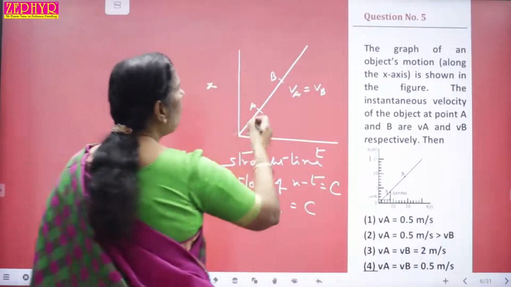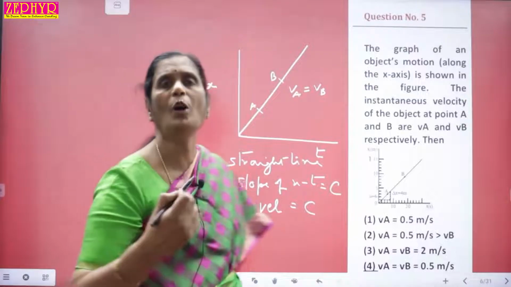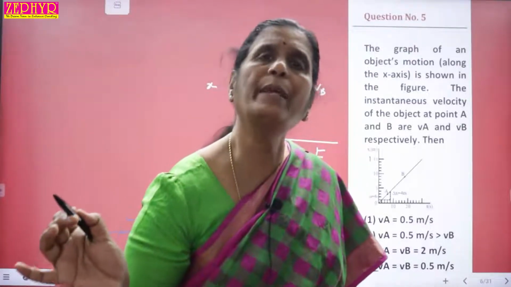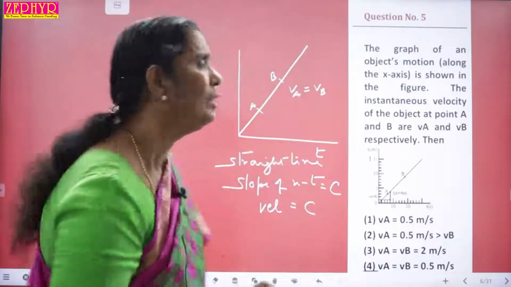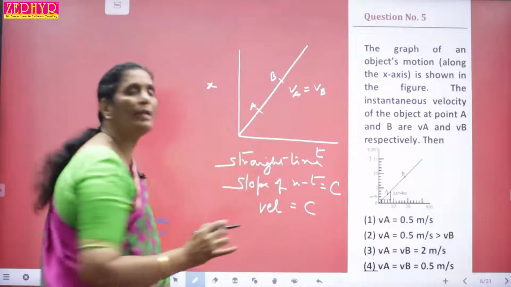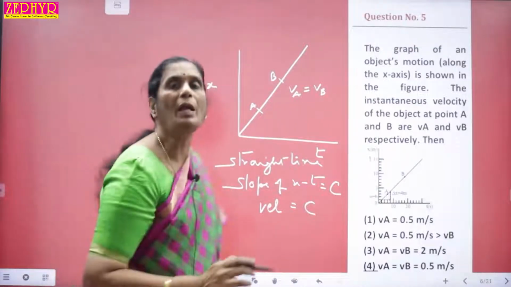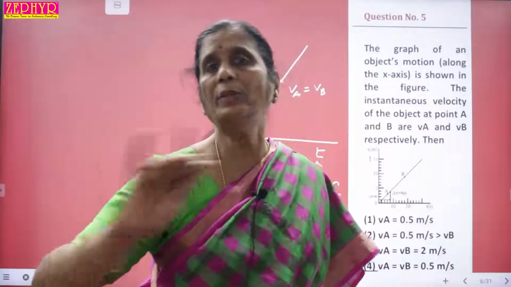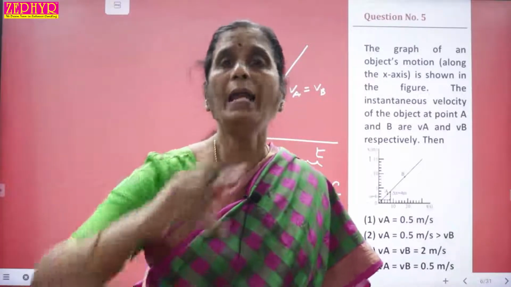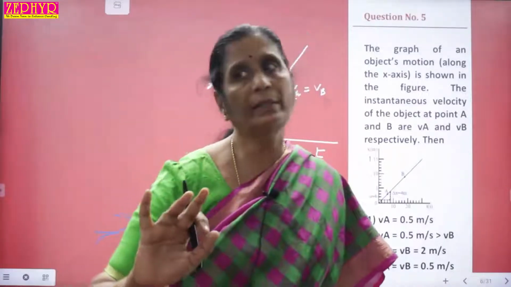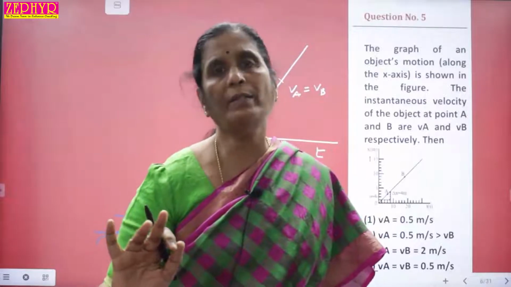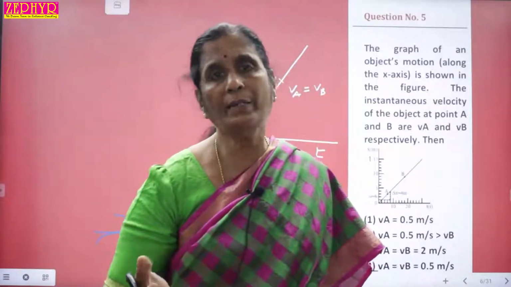But what is the slope at this point and what is the slope at that point? The slope at all the points is one and the same because it is a straight line. Therefore, velocity at A is one and the same as velocity at B. So instantaneous velocity is one and the same at all the points. Had it been a parabola, the slope would be different, and the instantaneous velocities would be different.